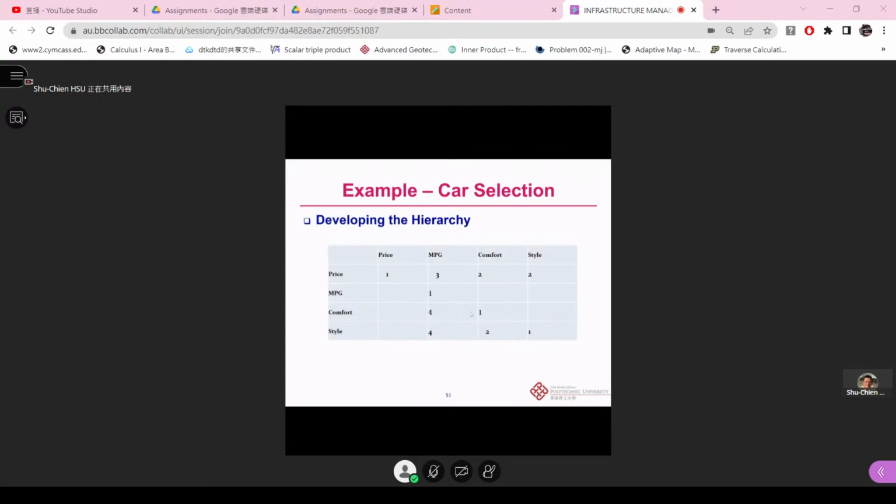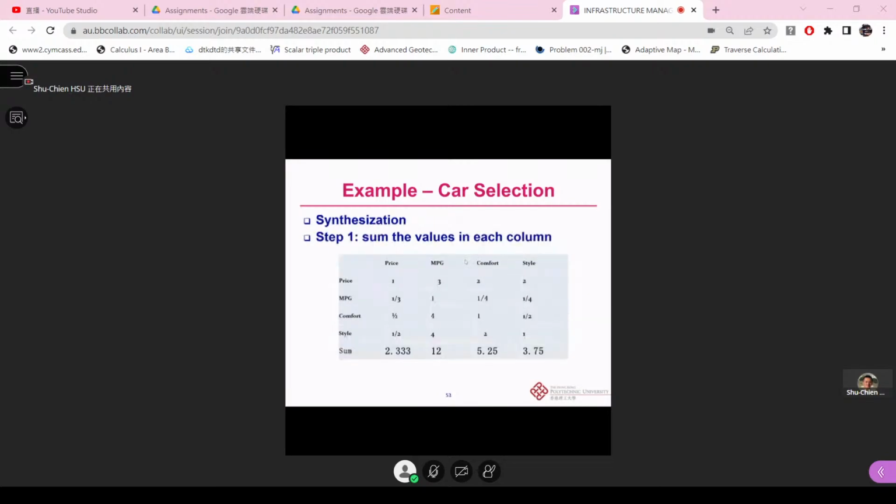Okay, this is the first hierarchy table. So we do this reciprocal, so that we can get the MPG now is 1/3 versus price, and MPG is 1/4 versus comfort, and MPG is 1/4 versus style, right? Then the comfort versus price is also the reciprocal from this column, so now it's 1/2, and it's 4 and also 1 for comfort, and 1/2 of the style. So this is how we get the hierarchy.